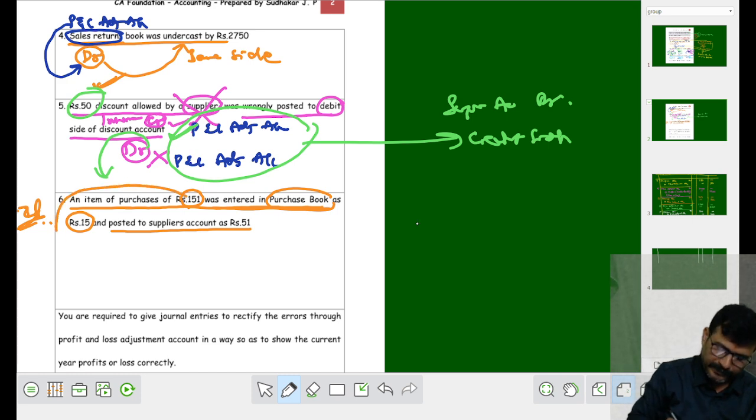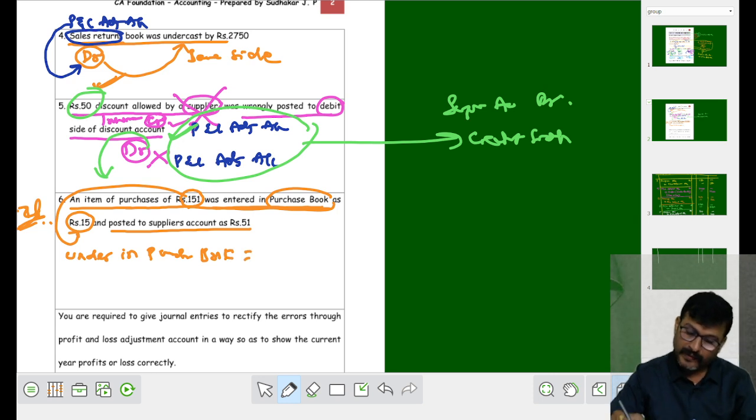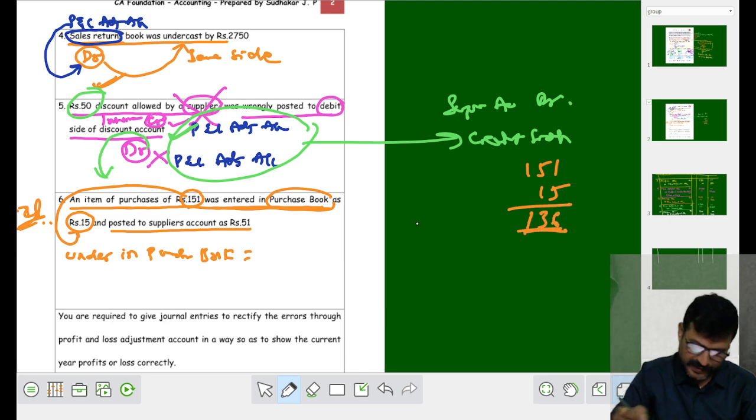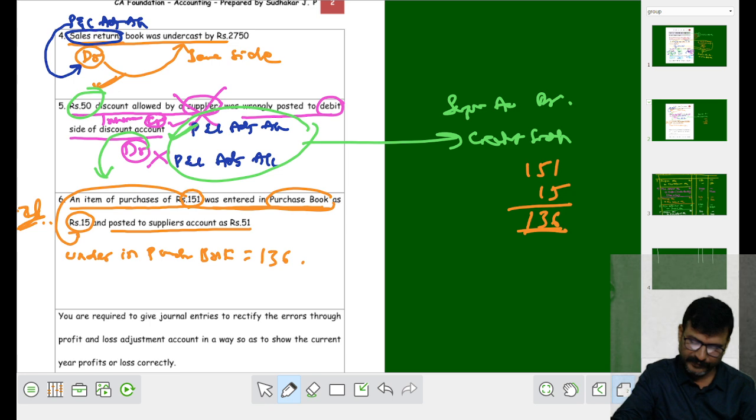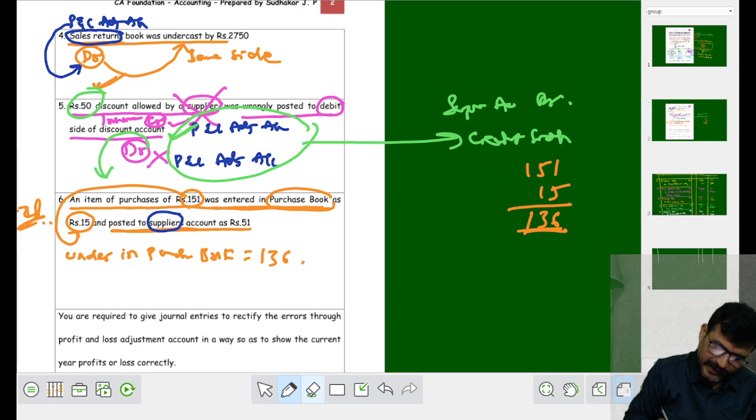So what happened? So it is under in purchase book. Under in purchase book by how much? Out of 151 subtract 15, it comes to 136. Under in purchase book 136. Right? Secondly, posted to the supplier account as 51. Who is supplier, my dear student? We know very well. Supplier is creditor.